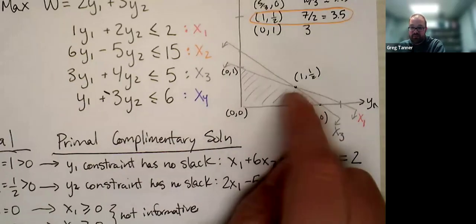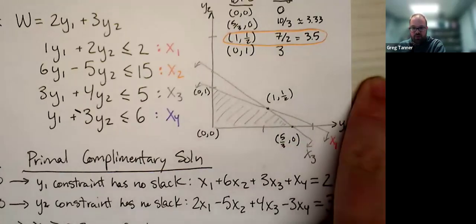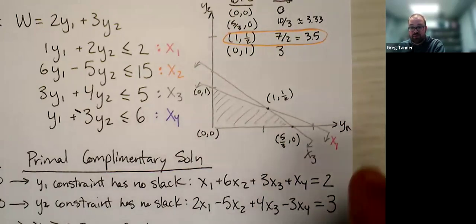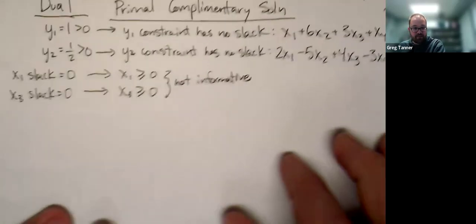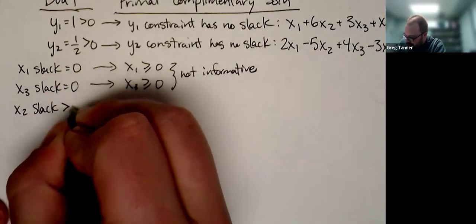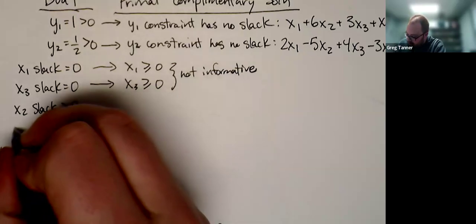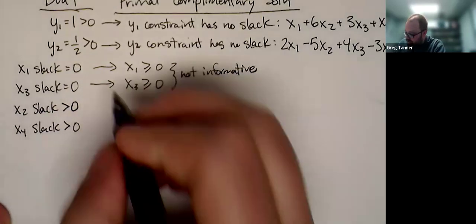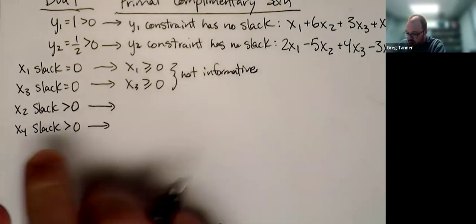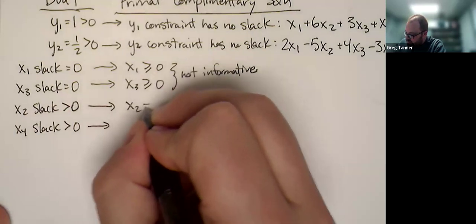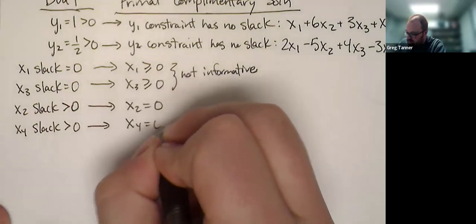But what we'll notice is that this point is not on the x2 and the x4 constraints. Those constraints are actually running way out here outside the picture. And so x2 and x4 constraints will both have slack. And so I'll write that down here, that the x2 slack is going to be a positive amount of slack, and the x4 slack is going to be a positive amount of slack. And because we're off those two constraints, we're not on the boundary of them, that then forces x2 to be 0 and x4 to be 0.